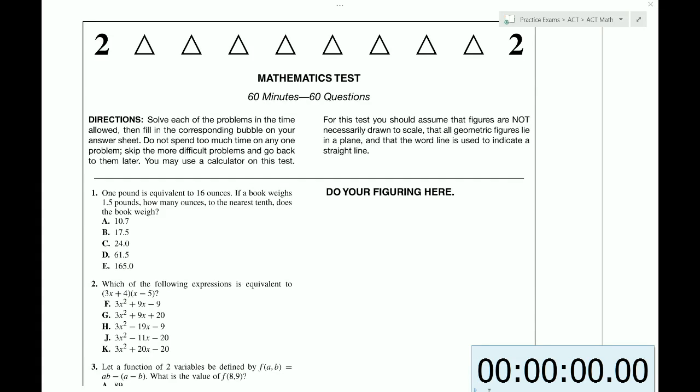Okay, this is test 9 of the McGraw-Hill 10 ACT practice tests, and this is going to be a timed run.